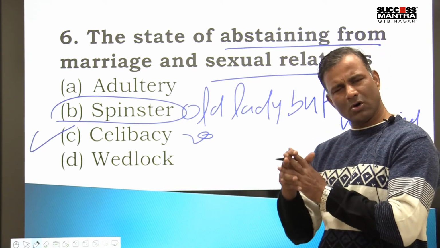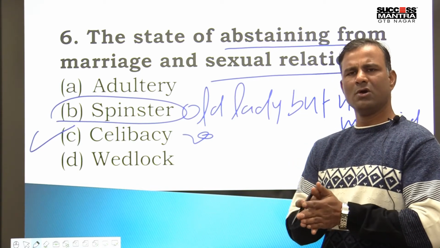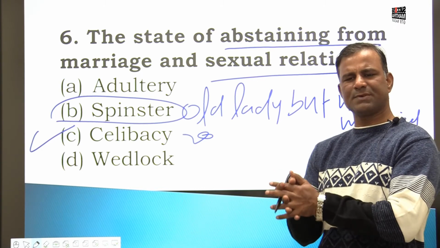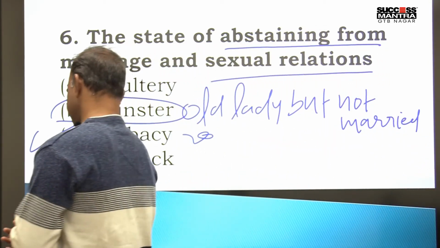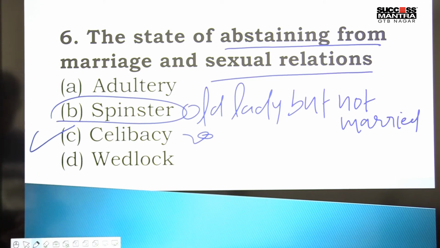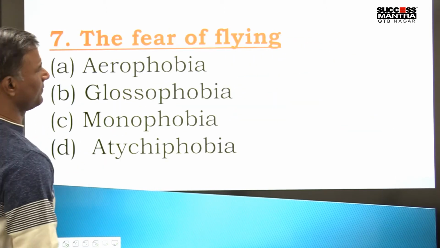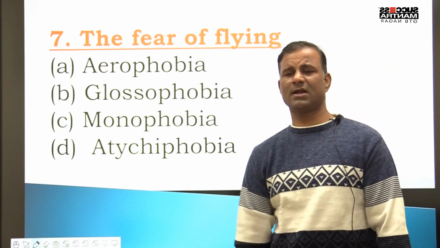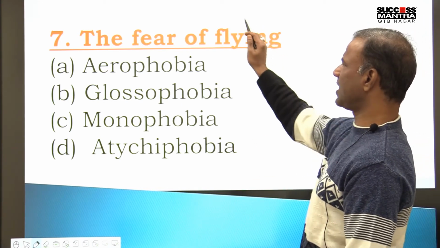So all four are very, very important words from the passage point of view. From the other point of view, guys, adultery, celibacy, spinster, wedlock, so you can get an idea of these words. Chaliye guys, let's move to the next one. Okay, the fear of flying. Very simple word, and words can come from almost any place, guys. So the fear of flying.